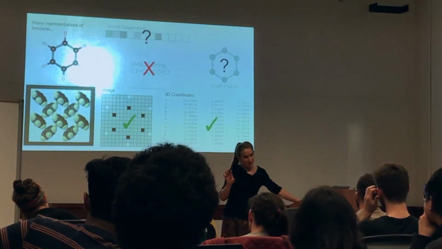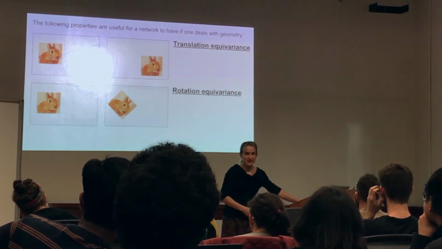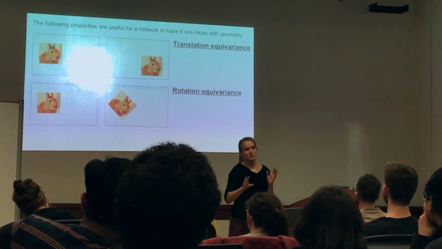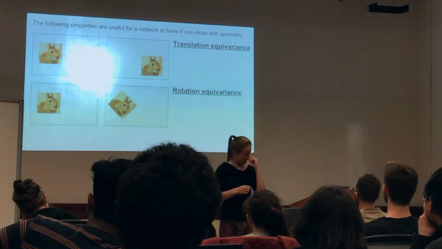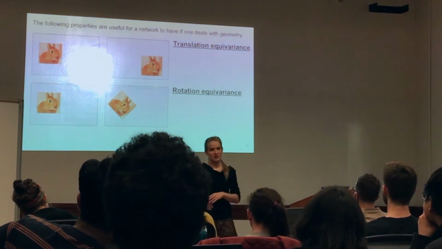Well, they come with their own problems. If you end up dealing with things like images or 3D coordinates, there are 2 properties that you want your network to have. They have fancy names, but I'll break it down: translation equivariance and rotation equivariance.